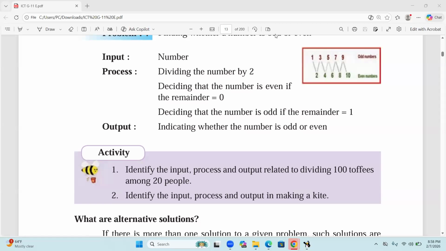Then the second one, identify the input, process, and output in making a kite. Afrin? Input: paper, stick, thread, glue, and scissors. Process: cutting the paper, shaping and fixing the sticks, pasting the paper to the frame. Output: a kite. Yes, very good. So now you know how to analyze a problem by using the basic components of the problem analyzing method: the input, process, and output. It's clear, no?